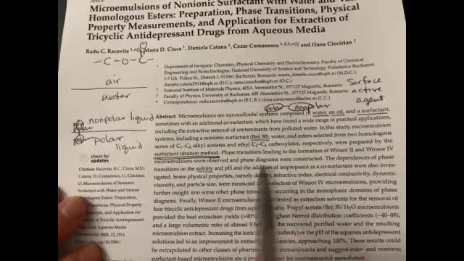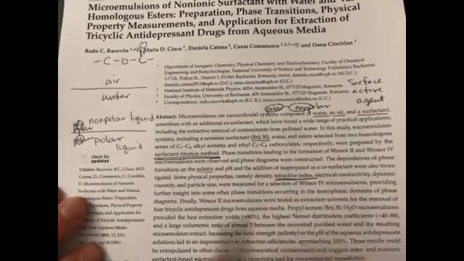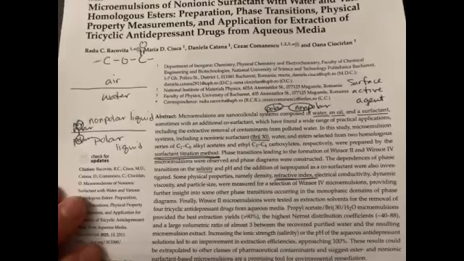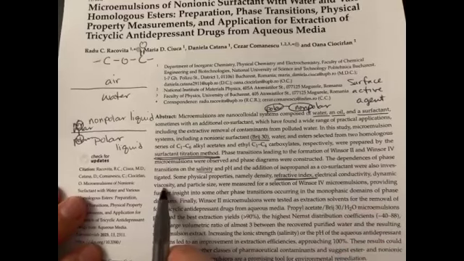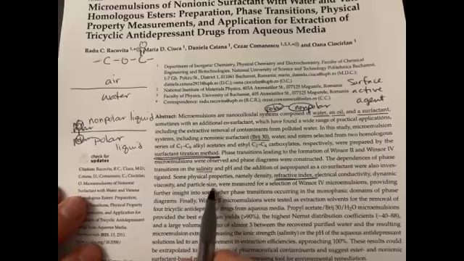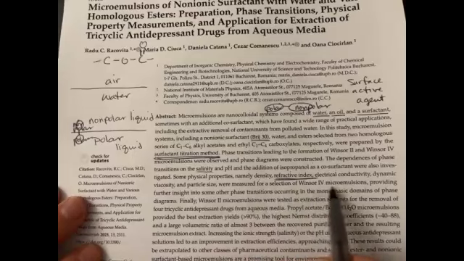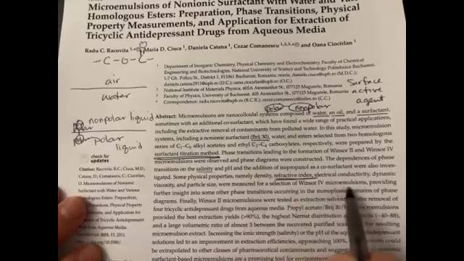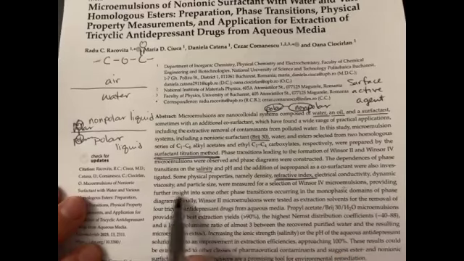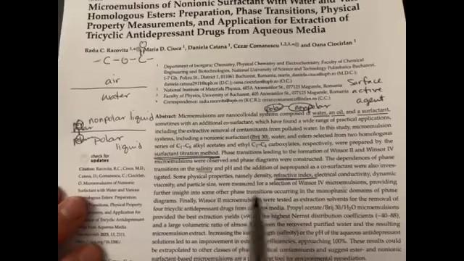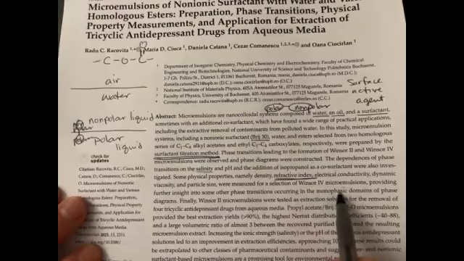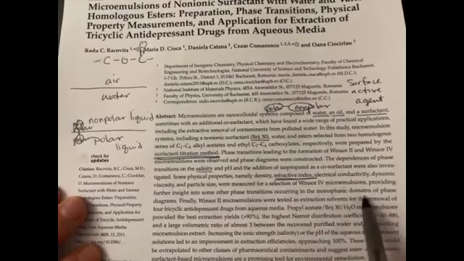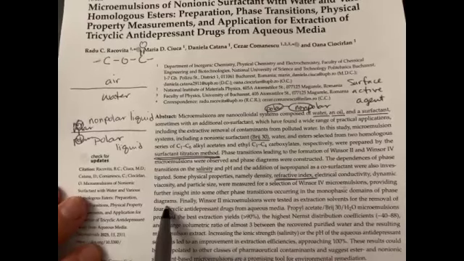Some physical properties, namely density, refractive index, we're a big fan of refractive index. We can measure that nicely. Electrical conductivity, dynamic viscosity, well, we can measure viscosity as well. And particle size, we cannot measure that. Were measured for a selection of Windsor 4 microemulsions. We'll figure out what those are soon, hopefully, providing further insight into some other phase transitions occurring in the monophasic, mono means one, phasic means phase, domains of phase diagrams.